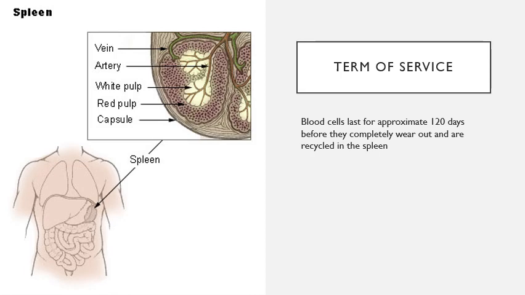Those blood cells last about a third of a year, 120 days, before they wear out. And when they wear out, they get recycled by your spleen. That is, when people are like, oh, my spleen, though its primary role is to recycle blood cells.